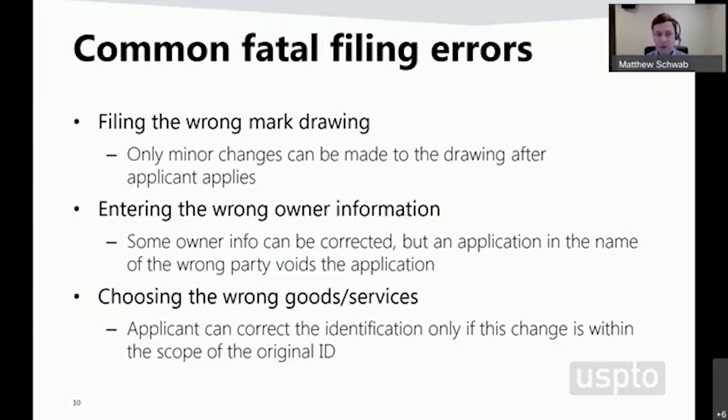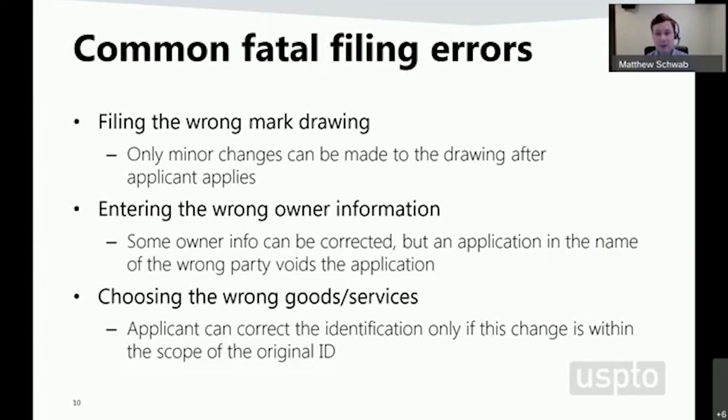You can make very minor changes to the drawing after the application, but generally anything major, you're not going to be able to change. So please be aware of that. Also, entering the wrong owner information. We're going to cover that a little bit when we look at the form. Sometimes you can correct this information, but if you put an application in the name of a wrong party and that party exists at the time of the application, it may void the entire application.